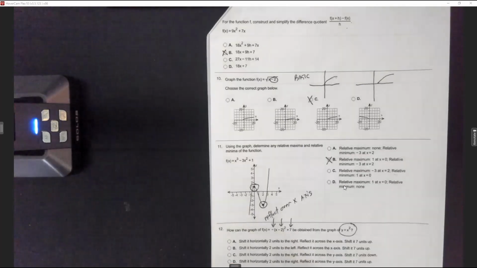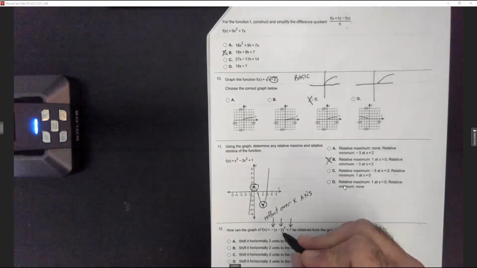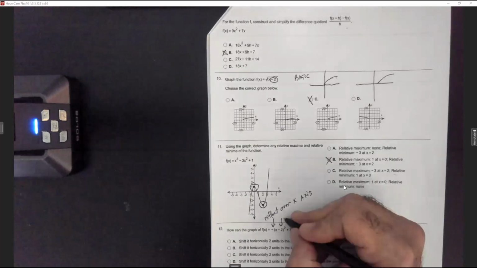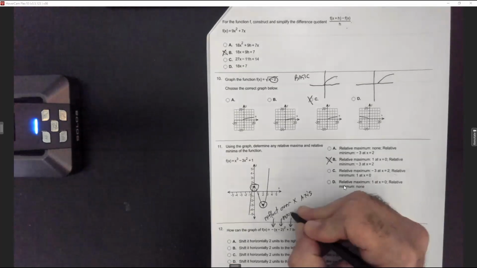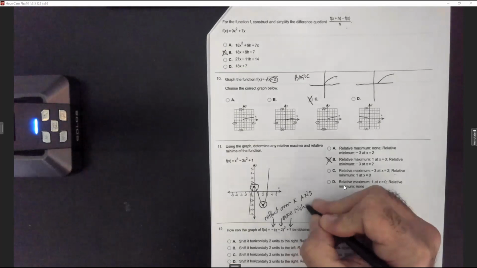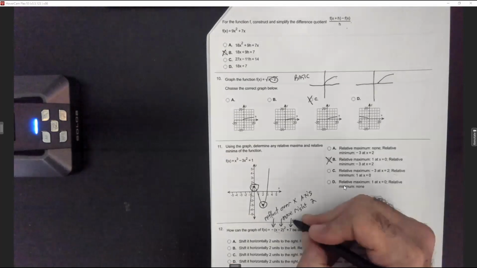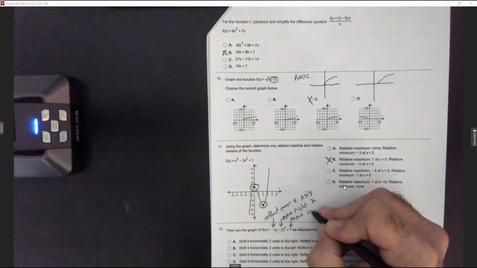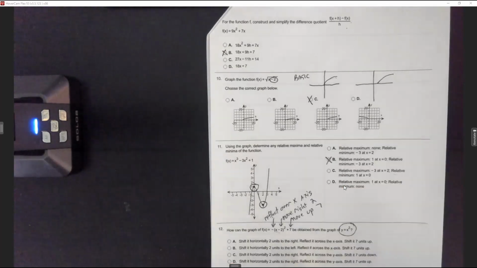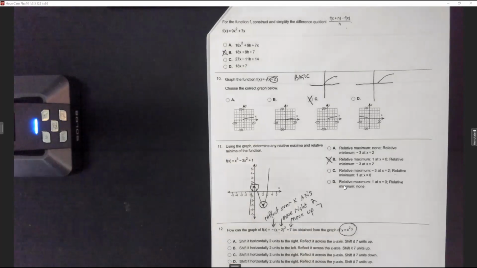Remember on this problem, if it says reflect over the y-axis, you might as well cancel those answers, because we didn't learn that until we got into the chapter 9 exponential graphs. Subtracting 2 from the x inside parentheses is going to move me right 2 units. And then adding 7 at the end is going to move up 7 units.